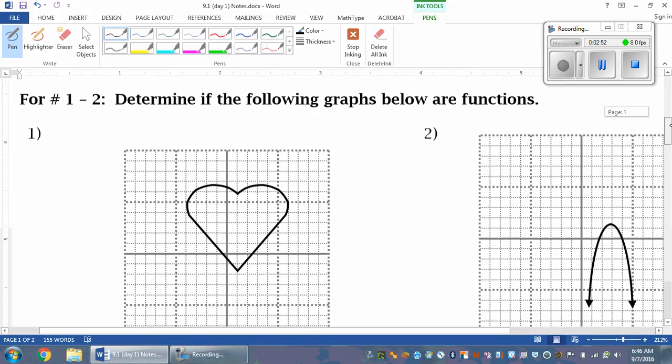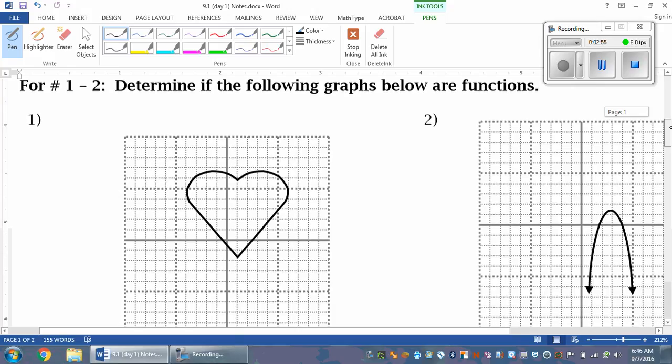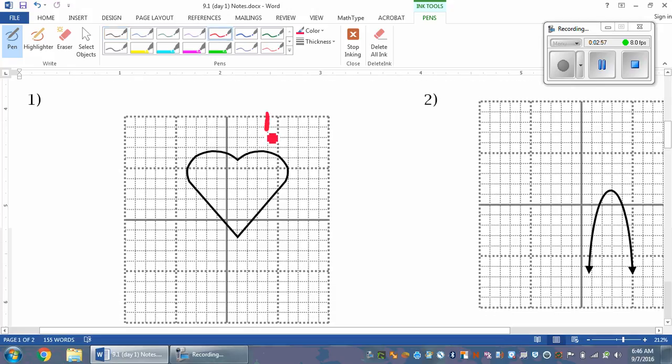So for example, 1 and 2: determine if these following relations are functions. We're going to test each graph with the vertical line test. If I have points above one another, that means it would fail the vertical line test. In order to be a function, you have to pass. This relation is not a function since it fails the vertical line test.